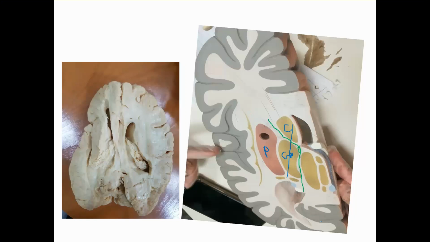Then external to the lentiform nucleus, we said it is the external capsule. This is external capsule. And then the gray color matter here, this will be the claustrum. Claustrum, it's a part of the basal ganglia, and external to that is the extreme capsule here, extreme capsule. Then this part will be the insula, hidden cortex.